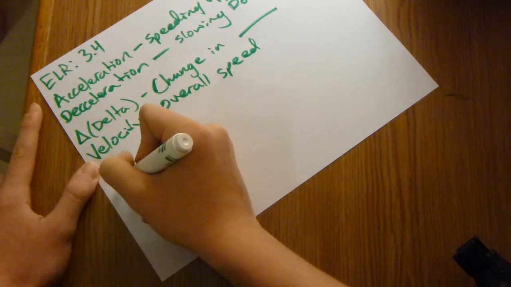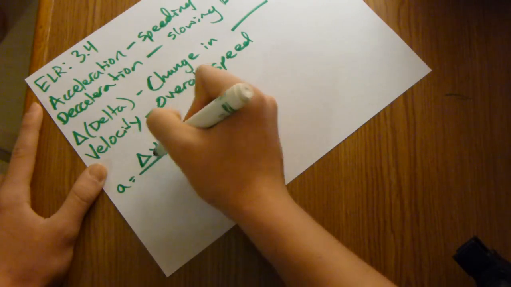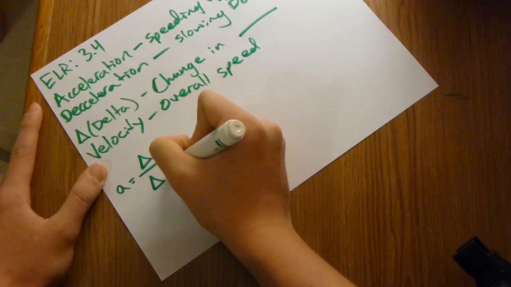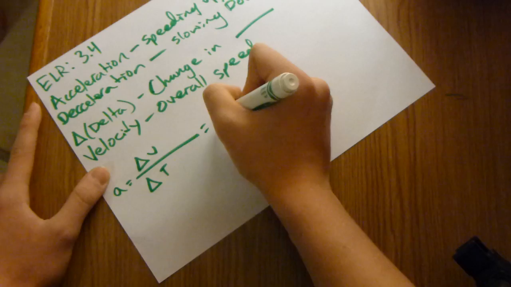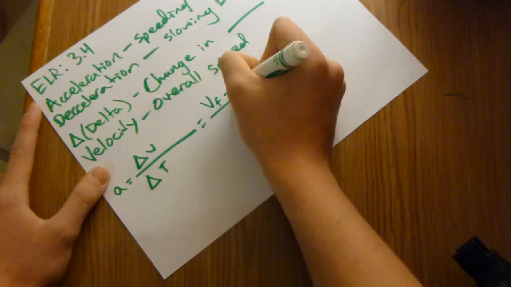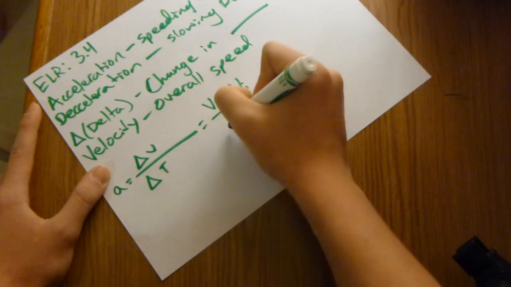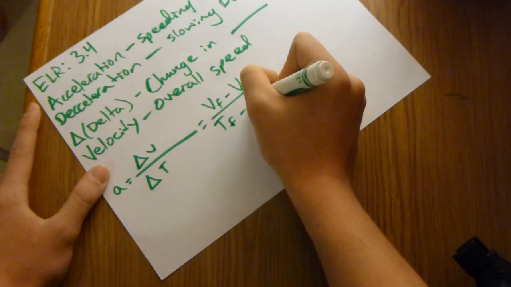The equation for acceleration is A, acceleration, equals change in velocity over change in time. So delta velocity over delta time. And that is basically the final velocity minus the initial velocity, over the final time minus the initial time.